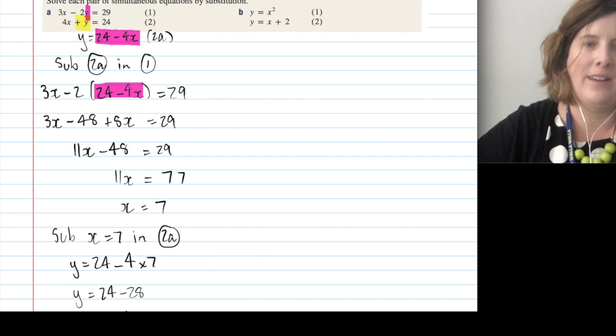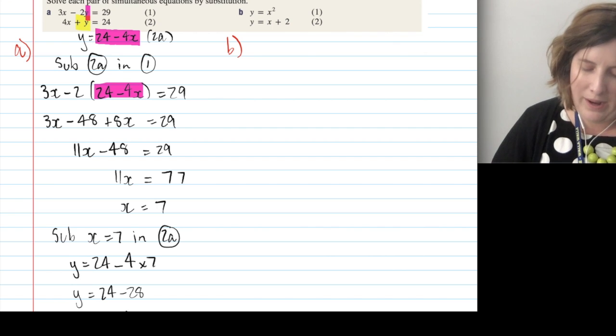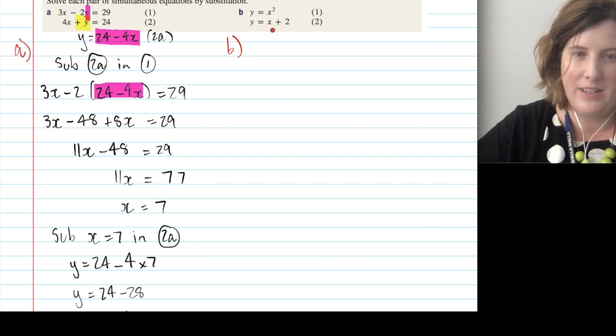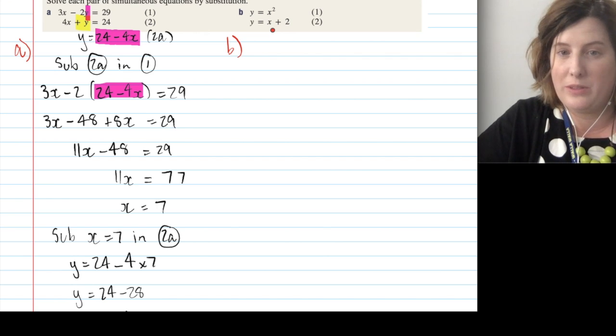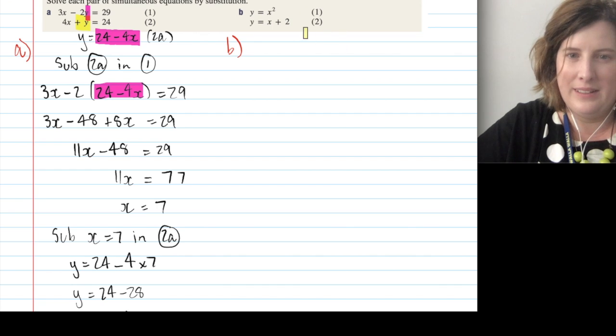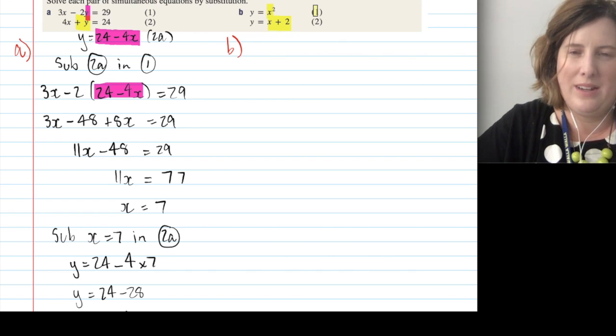Now let's look at B. Oh, so that was A. I should write that in the margin. Now let's do B. We've got y equals x squared and y equals x plus 2. Now one of these is going to be way easier to rearrange in y equals or x equals something. In fact, one of them already is. Y equals x plus 2. Well, this is already y equals something. And this is already, actually, there's an easy way and a hard way.